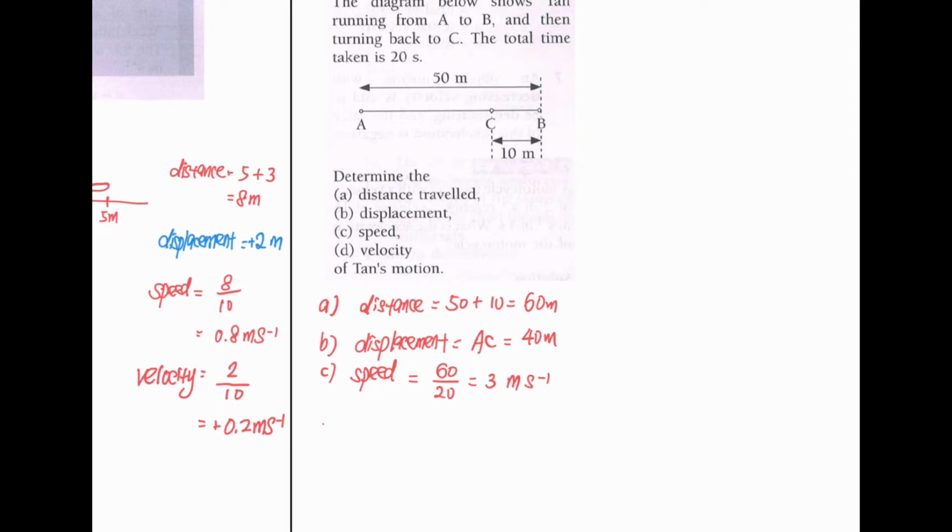Part D, velocity. So velocity, we take 40 divided by time 20. So 40 over 20, we get 2 meter per second. Okay, that's the thing. Now let's move on.